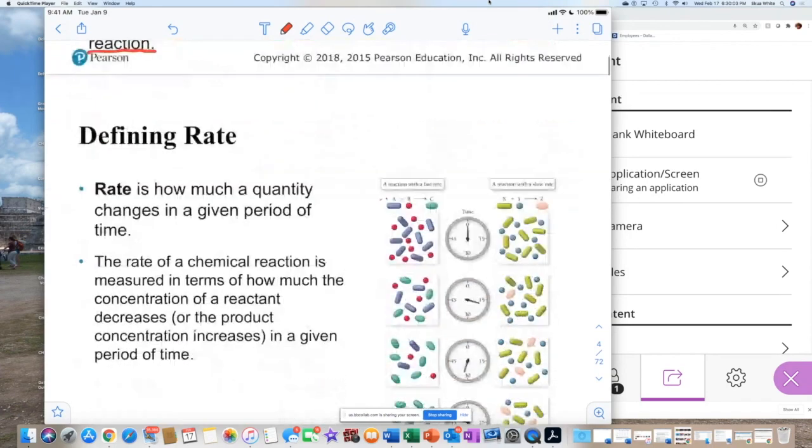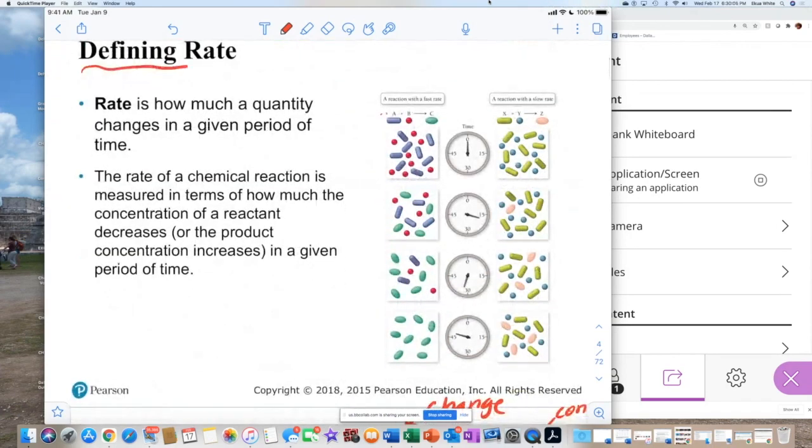Okay, so now we're talking about defining rate. How do we define rate? Well, we're told here rate is how much a quantity is changing over a given period of time. So I'm going to be summarizing a lot so that you can just remember the take-home lesson. Rate is how much a quantity, such as the amount of a chemical, is changing over a given period of time.